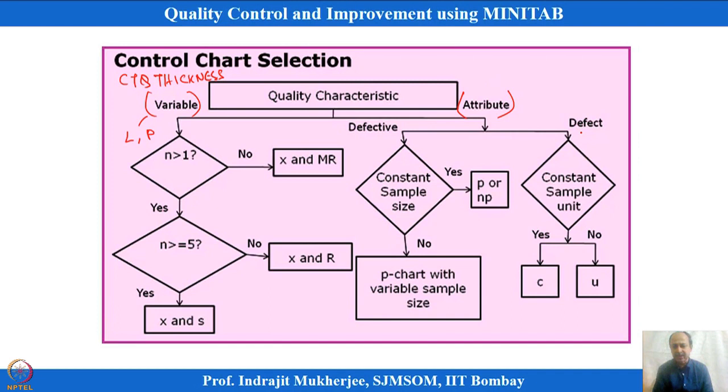An attribute is like defects and defectives, as you see here. We need to understand the difference between defects and defectives, and when to use a defect control chart and when to use a defective control chart. In a product there can be innumerable problems or defect types. Some can be rectified, some may not be rectified.